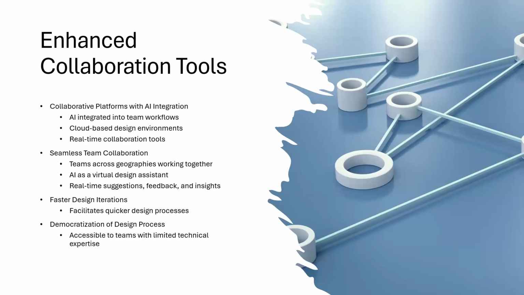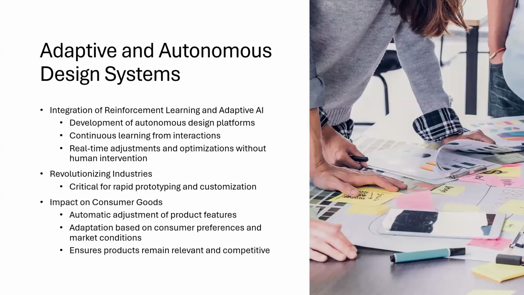When AI is integrated with the team workflow in a cloud-based environment, then you are able to have a perfect integration. So teams across different locations can work very closely together. The AI becomes a virtual design assistant, assisting the global team to do design. It will provide real-time suggestions, feedback, and insight, so it will facilitate a faster, quicker design process. When the team doesn't have particular resources, we are able to make the team more powerful.